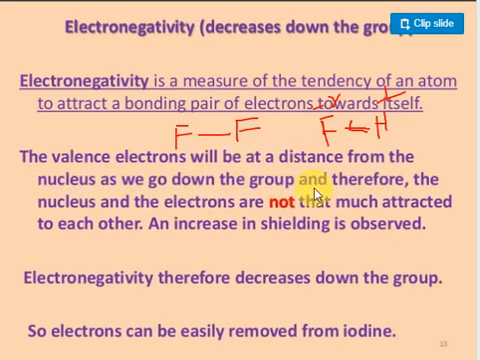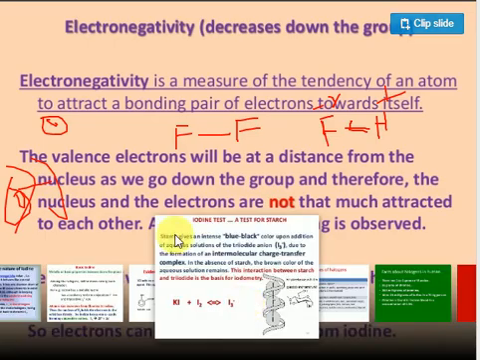Next, the valence electrons are at a greater distance from the nucleus as we go down the group, and therefore the nucleus and the electrons are not as strongly attracted. Fluorine has two shells. If you go to iodine, there are more shells. When the number of shells is more, the nuclear force of attraction on the outermost shell decreases. So the electrons are not attracted as strongly as in fluorine.